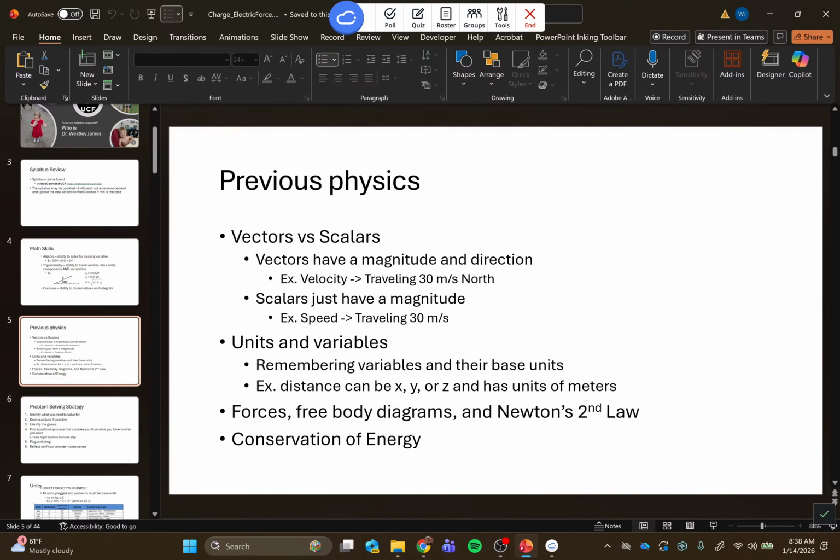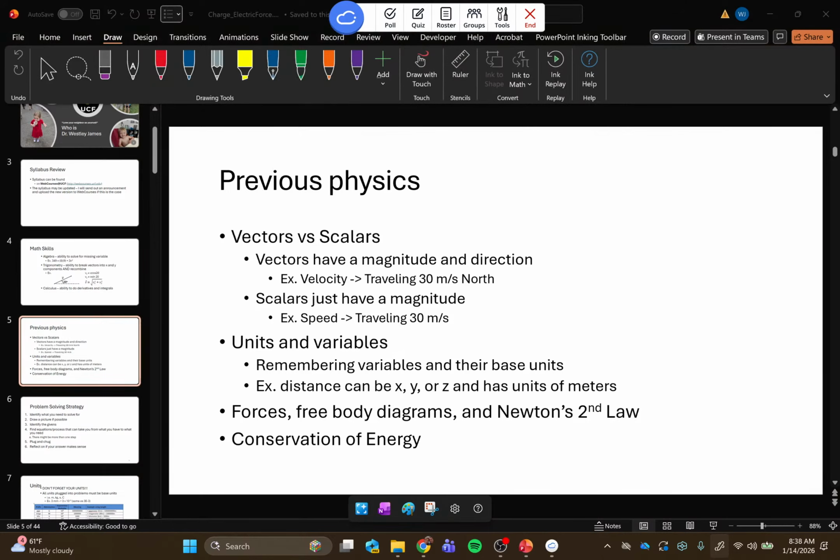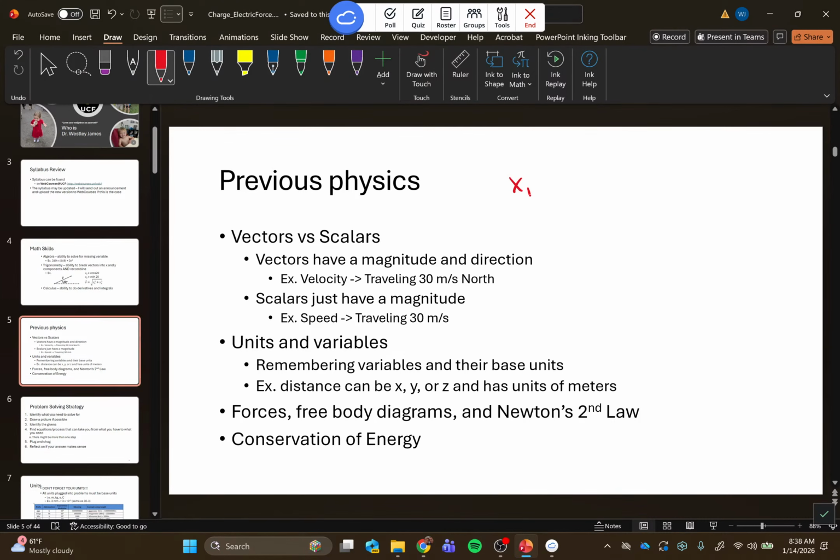Units and variables, making sure you remember which one's which: X, Y, Z. We are going to see distance represented in so many different ways. You all have seen this up to this point, so you all can represent how far something has traveled with X, or Y, or Z, or R, or D. You're going to see that, or H for height. All of these are variables that represent distance, but different things. X is left, right; Y is up, down; Z is in and out; R is radial. That's going to show up in this class.